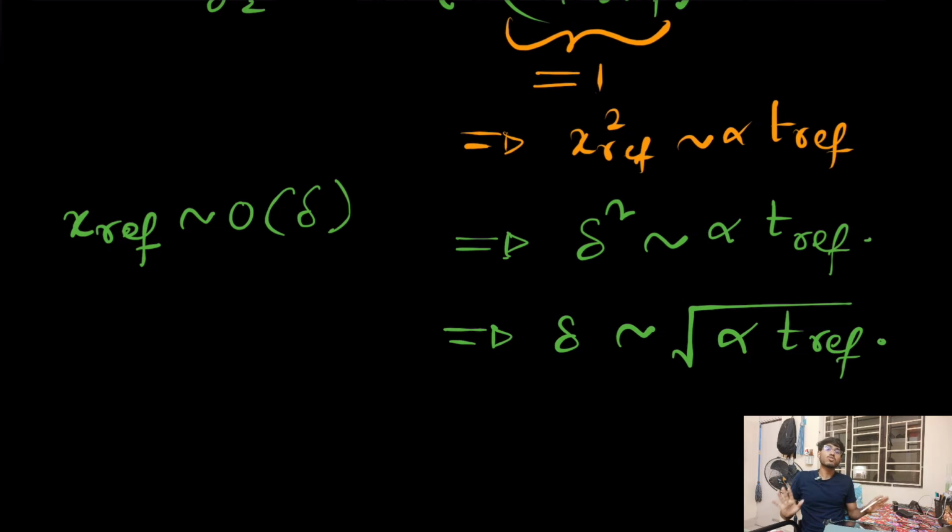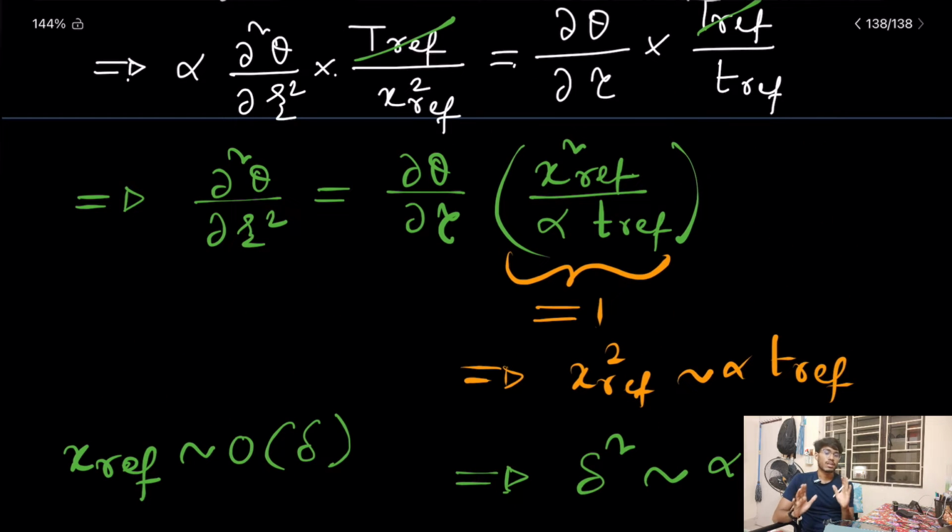That means without solving anything, I can say that my heat penetration depth will be of the order of root over of alpha into T ref. So if you only just know the alpha of the material and someone asks you that, can you tell me how much of this spoon I will feel hot after 5 seconds? So you can give him a rough estimate. So this is the power of the order of magnitude analysis.